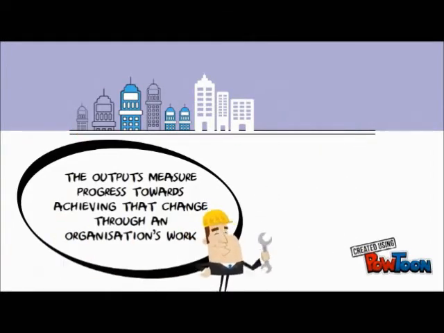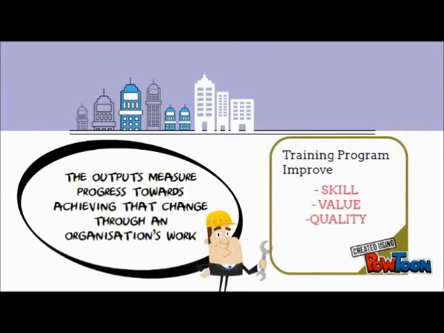For example, the outputs could be the participation rate or number of people who sign up for the computer training program, with the objective that the computer training program can contribute to the improvement of skills of workers and increase the value of income as well as increase the quality of production or operation.